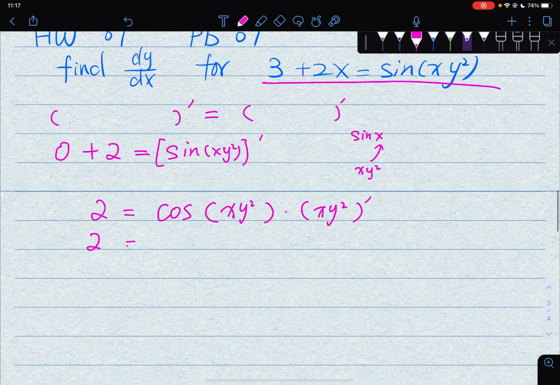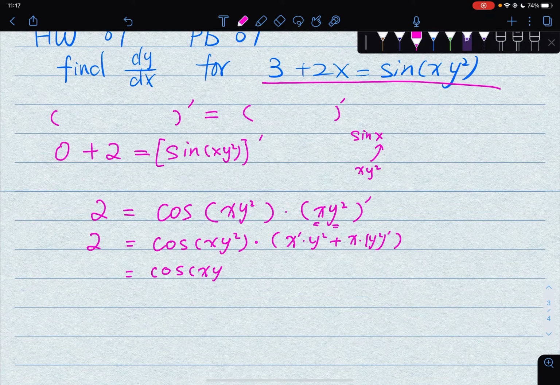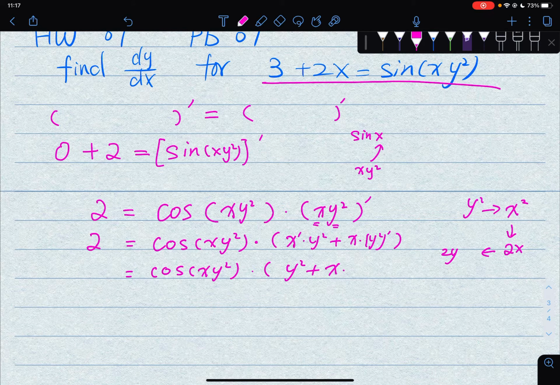So you have 2 equals cosine of xy squared. This is a multiplication of two terms, so when you take the derivative of that, you want to go with the product rule, so you end up with a structure like this. That is to say, it's cosine of xy squared times 1 times y squared plus x times the derivative of y squared. Y squared is an elementary function of y. You imagine it as x squared, the derivative is 2x. You convert everything back, and don't forget to multiply by y prime. So it's 2y times y prime.